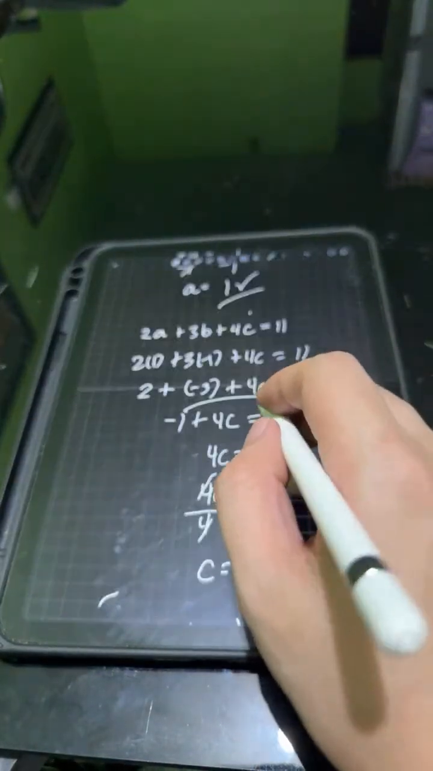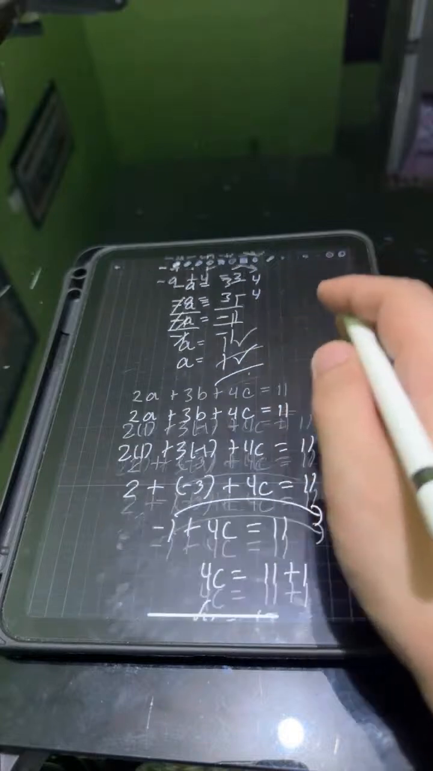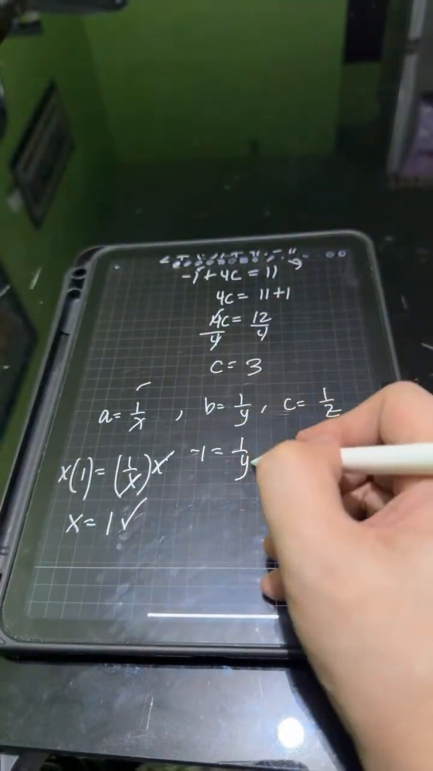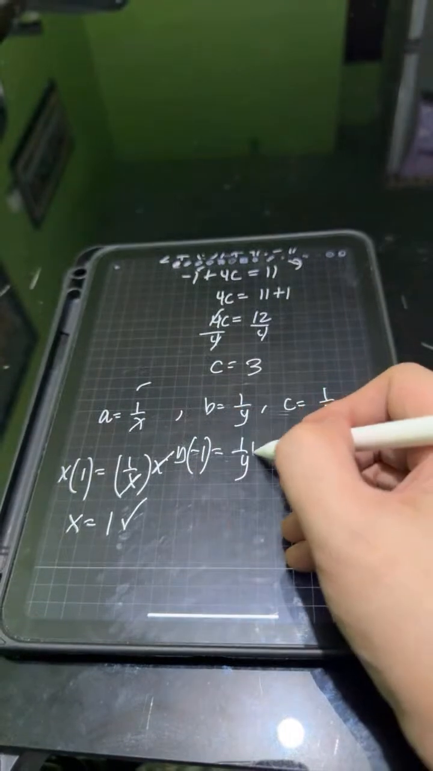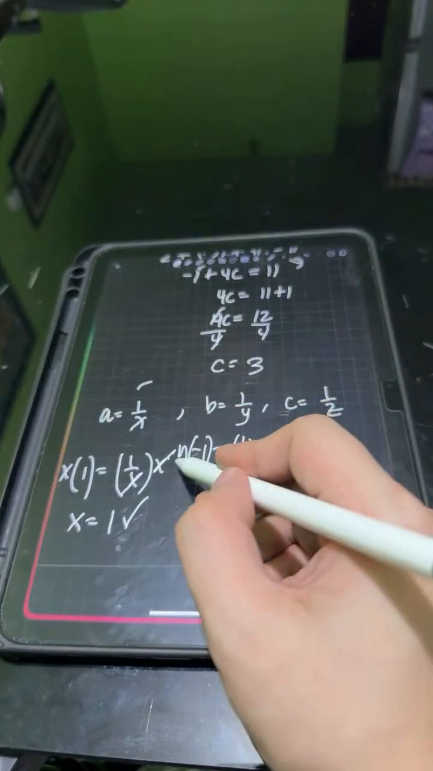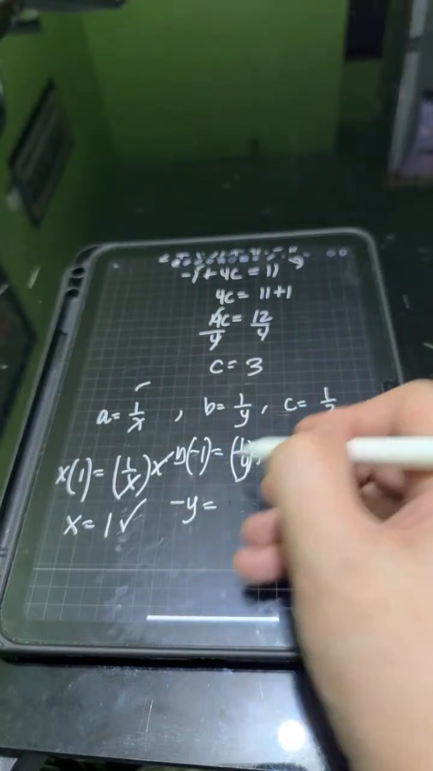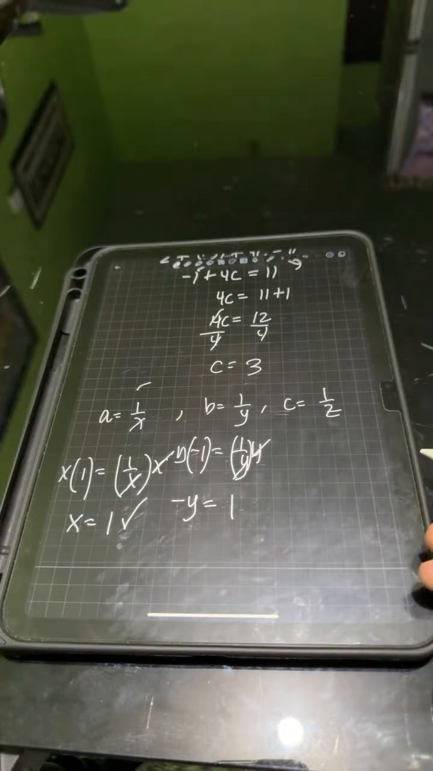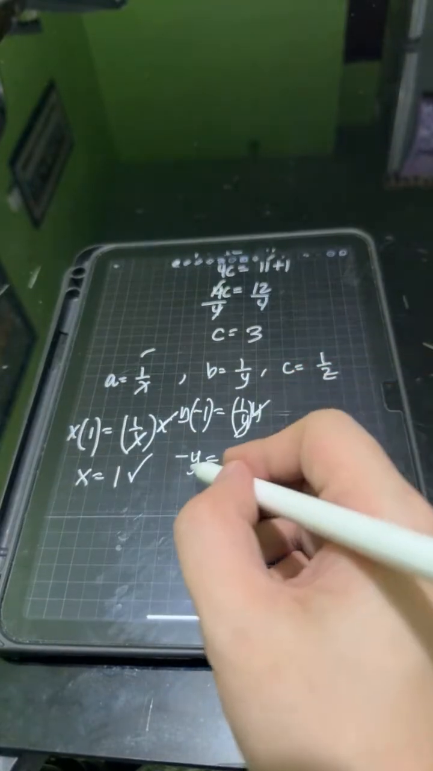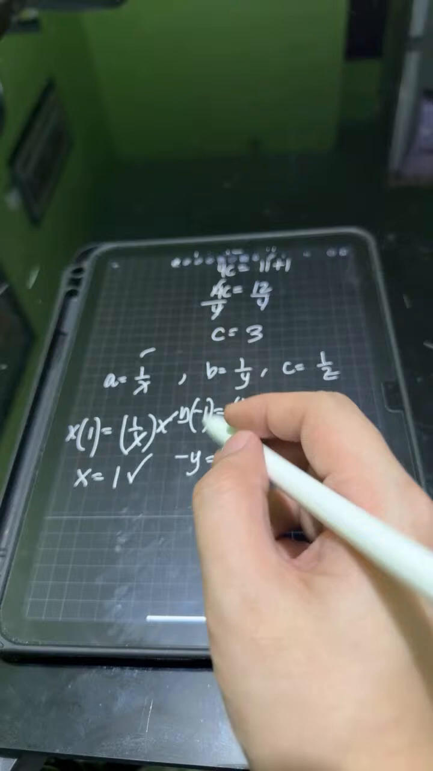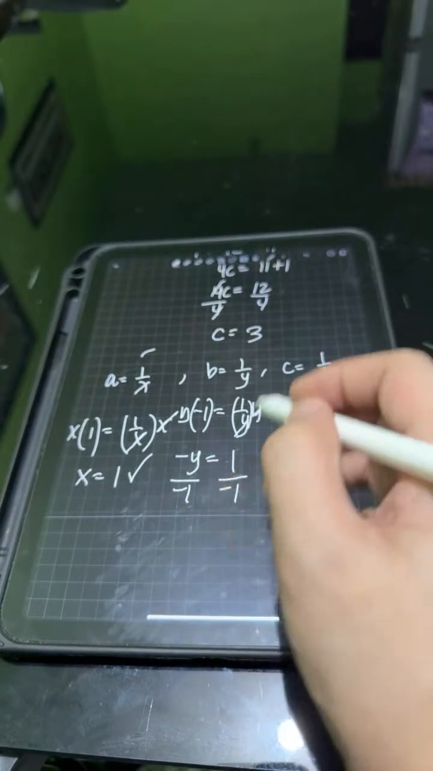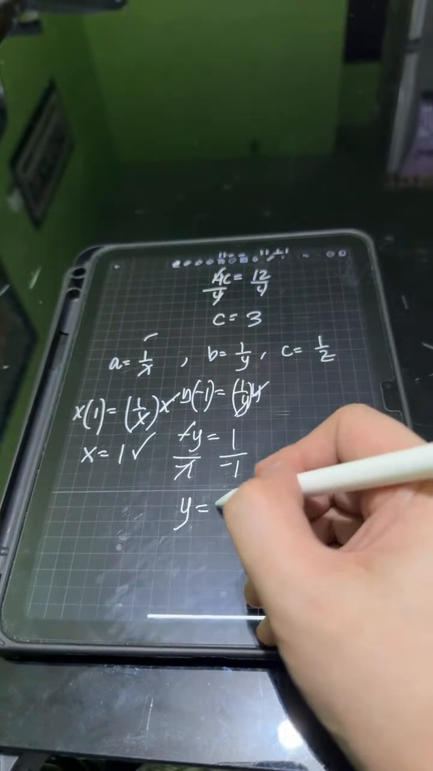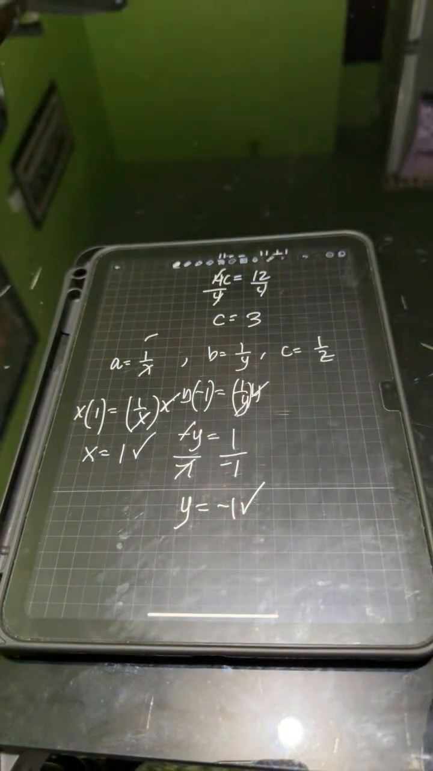For b, the value is negative 1. So substitute here, negative 1 is 1 over y. Again, multiply both sides by y to solve for y. y times negative 1, negative y. And 1 over y times y, cancel the y, it's 1. And then eliminate the coefficient of y, which is negative 1. Divide both sides by negative 1. So that y is 1 over negative 1 or negative 1.